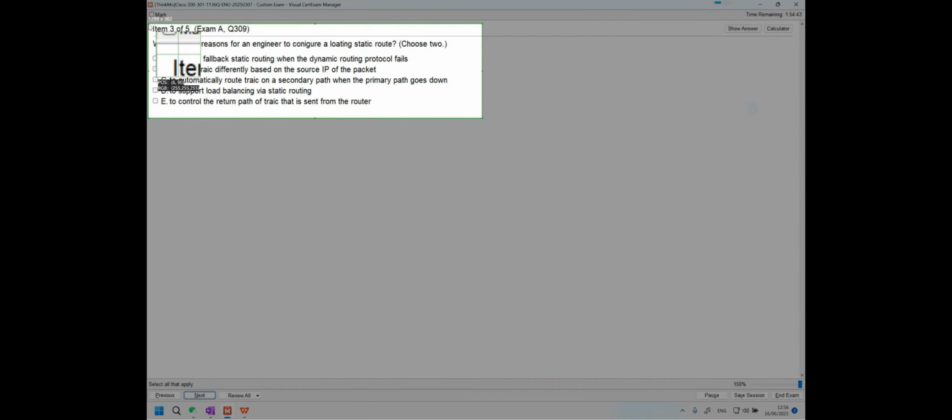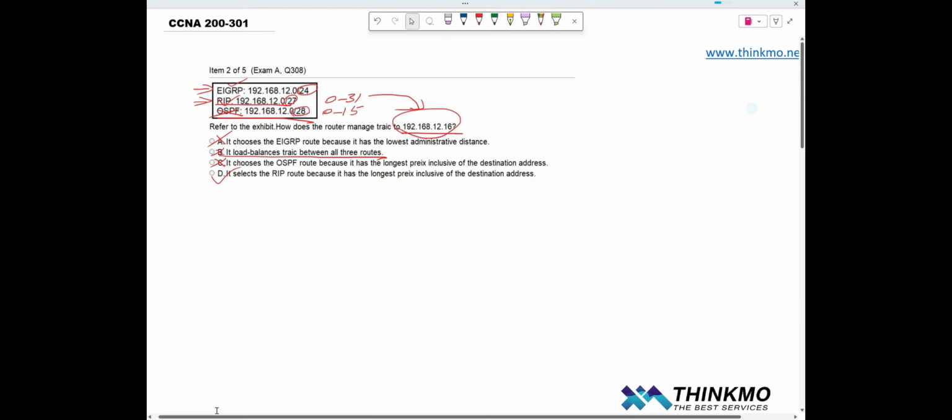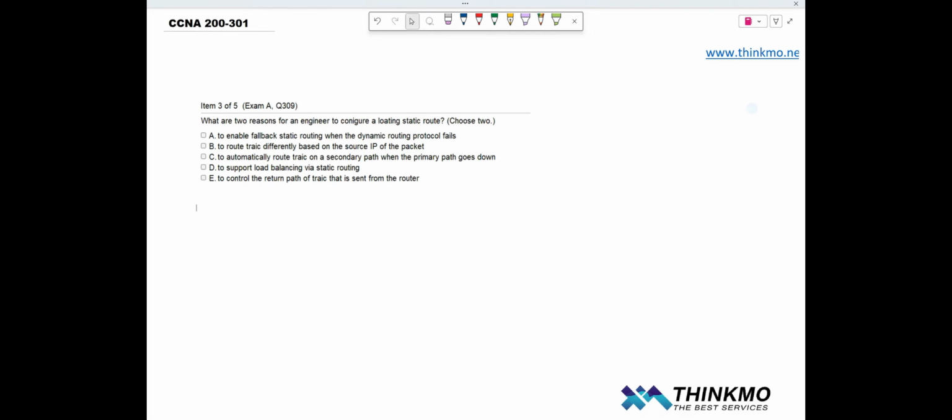Okay, let's look at question 3. The third question asks, what do our engineers need to configure two of? That is, floating static routes. This is a multiple choice question. It asks, what is the reason we need to configure two floating static routes? The correct answer is option A. The reason we configure floating static routes is that when the dynamic routing protocol fails, the static route will then be activated, right? This option is correct.